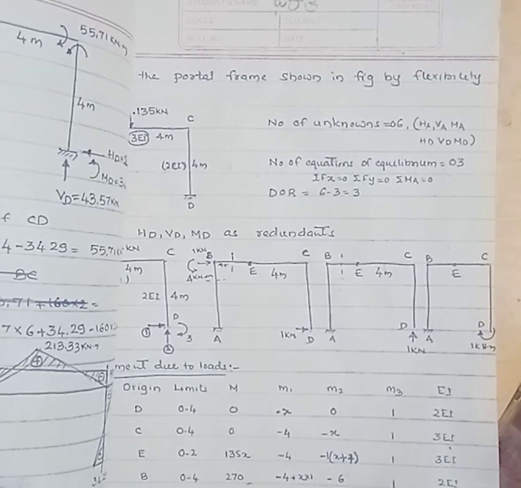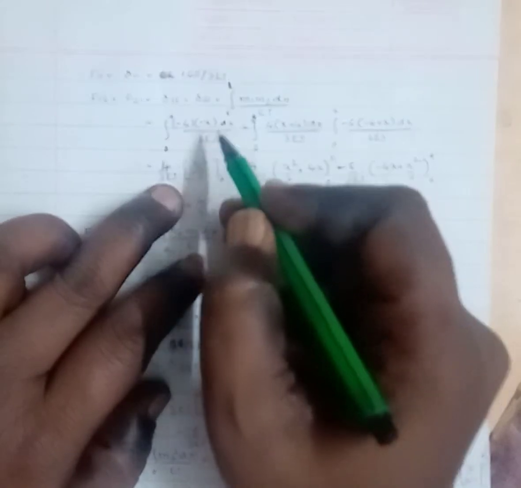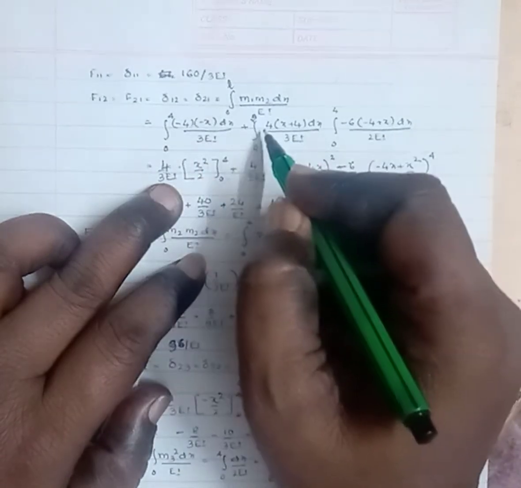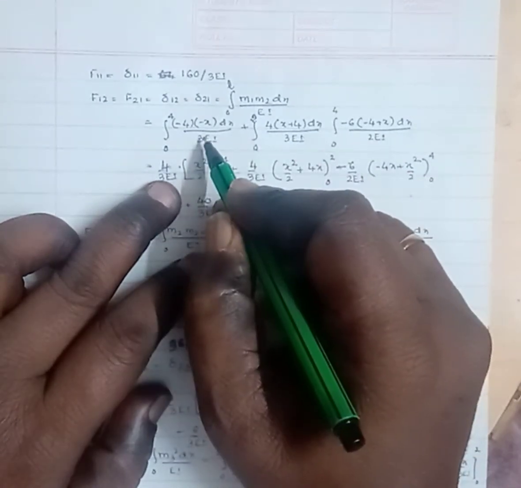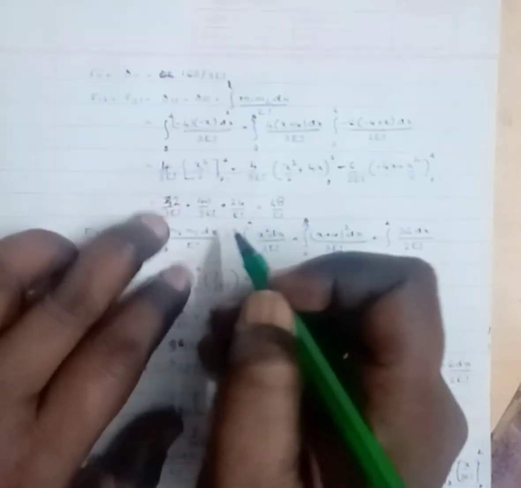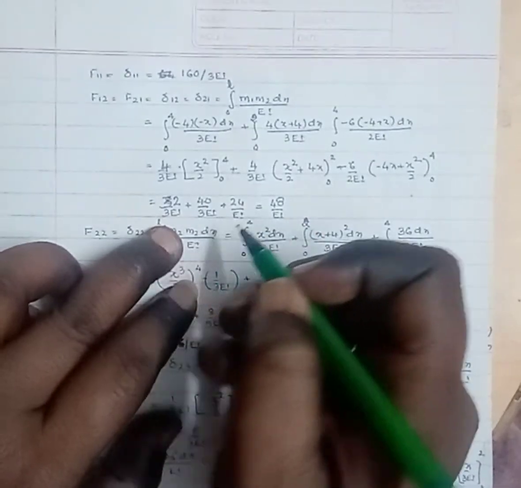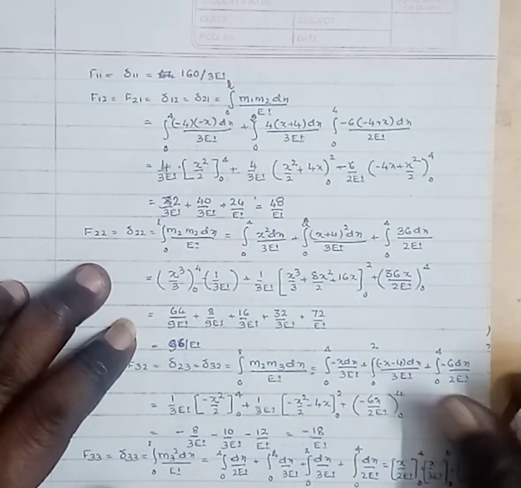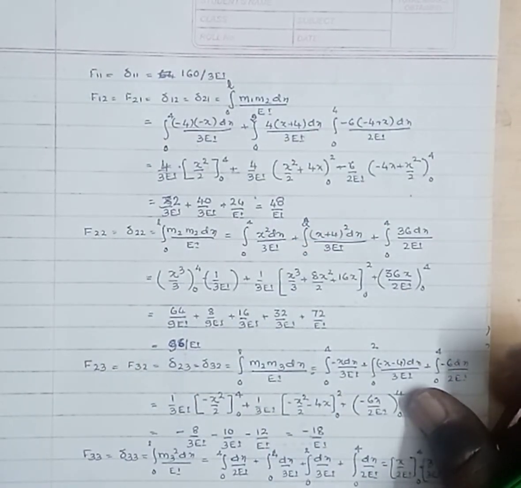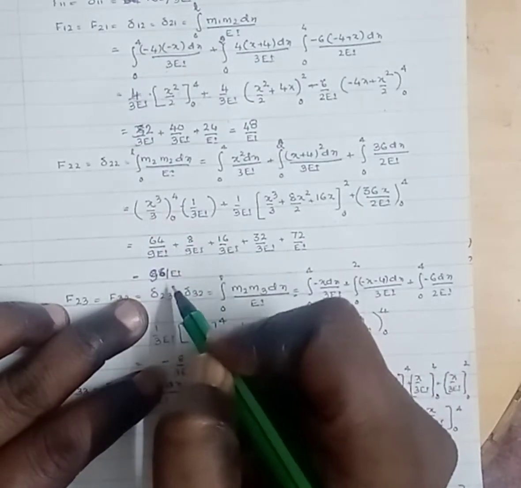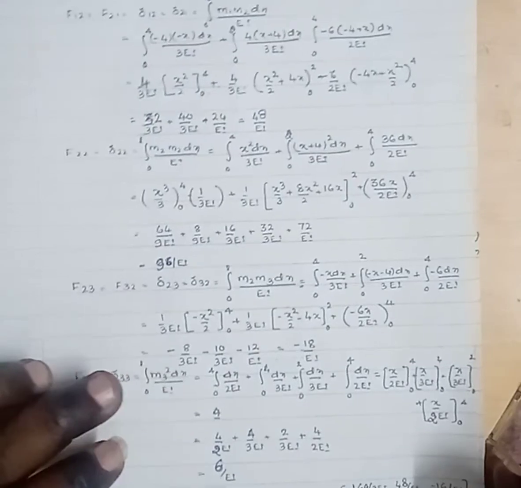Here in the first portion, M1 is 0, M2 is 0, only 3 portions. This is B2E, this one is E2B, C2E, B2E, this one is B2A. Then after simplification, integration and substituting the limits, you will get an answer of 48 by EI, that is f12 and f21. Similarly, f22, that equals the integral of m2 squared dx divided by EI. Here you will get a value of 96 by EI.